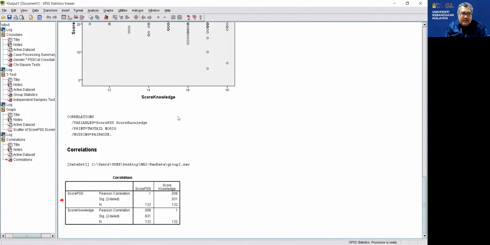All right. And with that, we have shown that there is no need for us to do the linear regression, because there is no strong relationship between the two.